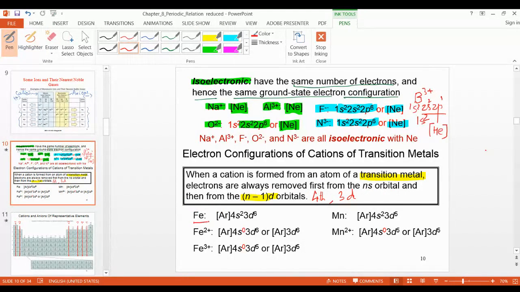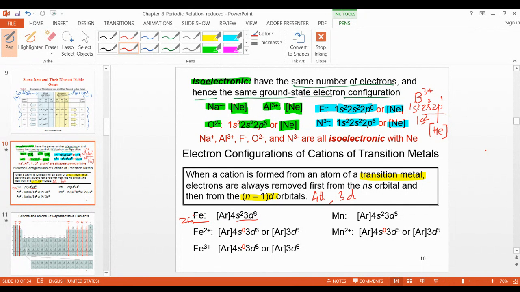Okay, example iron. Iron has atomic number 26, so 26 electrons. When you write down the full configuration, in the last you will get this characteristic configuration: 4s means in the fourth shell, and 3d, which is 3d6. The d row is the sixth one. So this is the configuration for Fe.